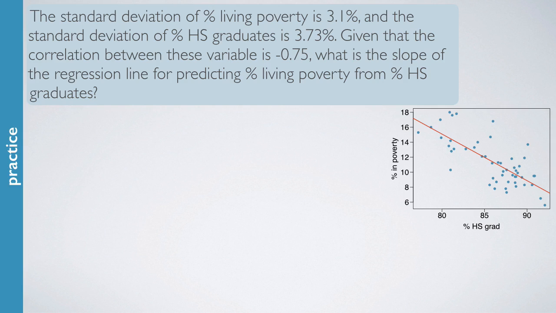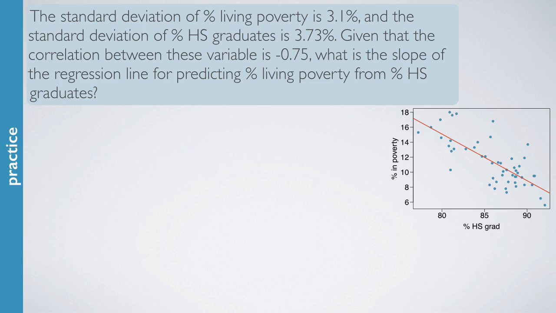Let's illustrate this with an example. The standard deviation of percentage living in poverty is 3.1%, and the standard deviation of percentage of high school graduates is 3.73% in our data set. Given that the correlation between these variables is negative 0.75, what is the slope of the regression line for predicting percentage living in poverty from percentage of high school graduates?